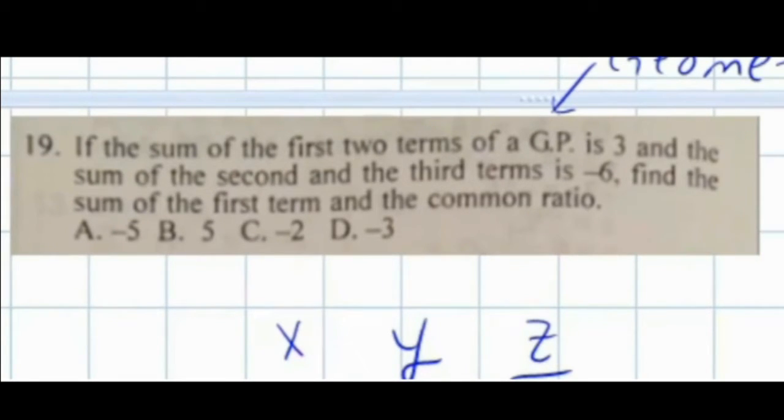Question 19 tells us the sum of the first two terms is 3, and the sum of the second and the third term is negative 6. Find the sum of the first term and the common ratio.